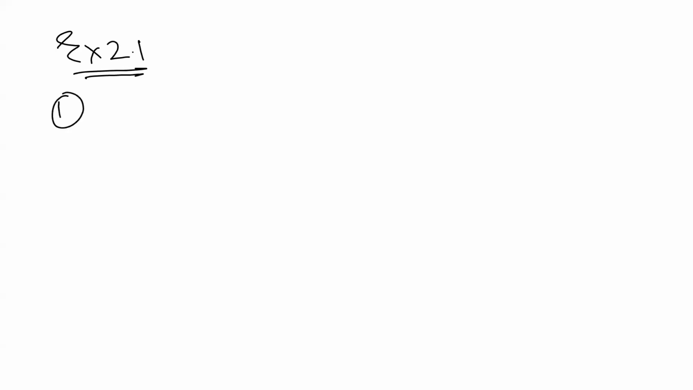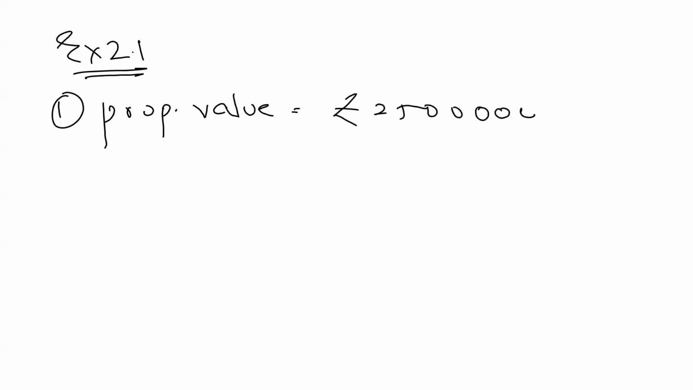In question number 1 from your exercise 2.1, find the premium on a property worth rupees 25 lakhs at 3%, if the property is fully insured, and second, the property is insured for 80% of its value. Okay, so the property value is given to you. We'll just write down property value is equal to rupees 25 lakhs. Okay, first part of the problem, property is fully insured.